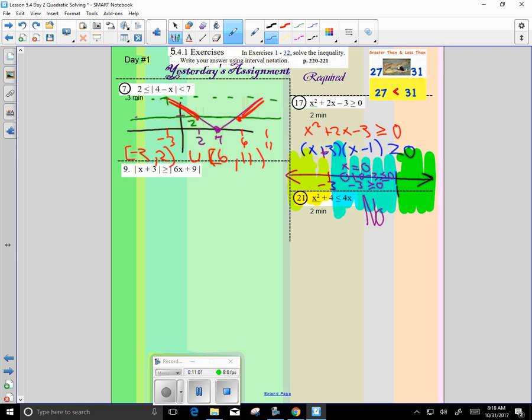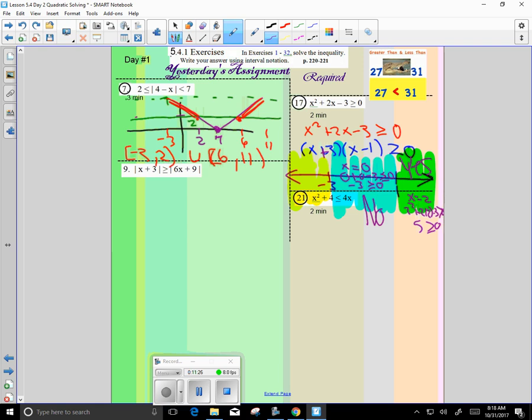Now let's look at the other side. On this side, we have a nice number greater than 1. Should we go 2? Okay, and so we're going to go 2 squared plus 2 times 2 minus 3. Is that greater than or equal to 0? Is 4 plus 4, or 8 minus 3, is 5 greater than or equal to 0? Yay! So that's a yes.